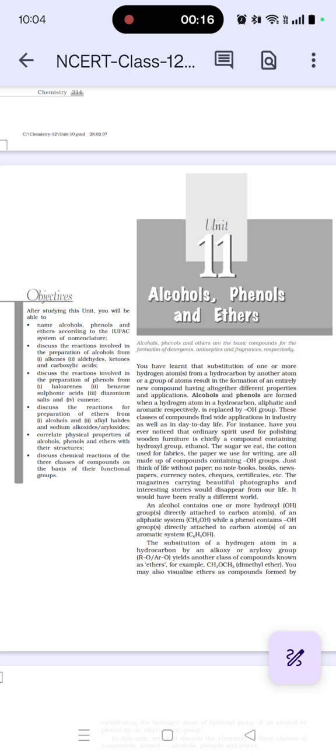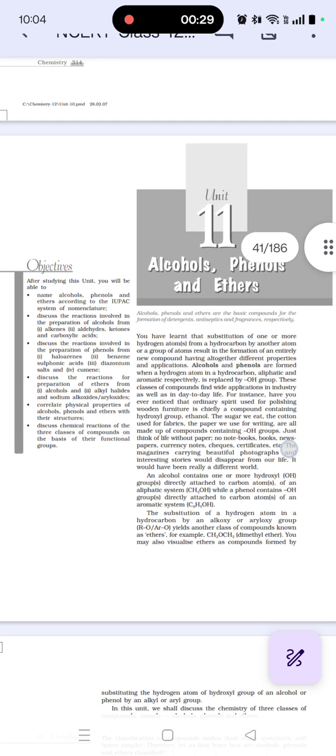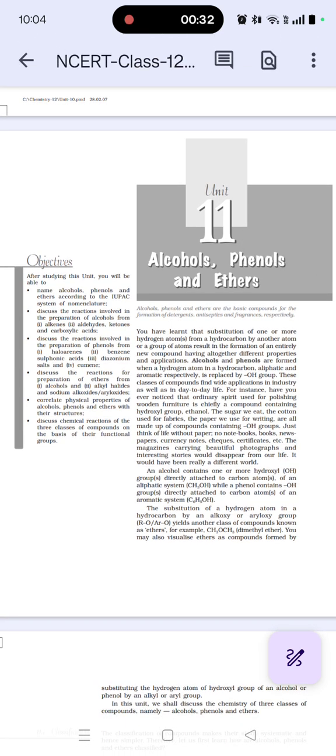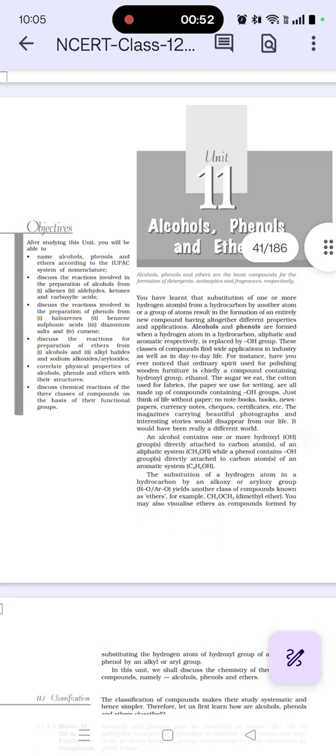So let us start. Alcohol, phenol and ether are the basic compounds for the formation of detergents, antiseptics and fragrance respectively. You have learned that substitution of one or more hydrogen atoms from a hydrocarbon by another atom or a group of atoms results in the formation of an entirely new compound having altogether different properties and applications. Alcohol and phenol are formed when a hydrogen atom in a hydrocarbon, aliphatic and aromatic respectively, is replaced by an OH group.